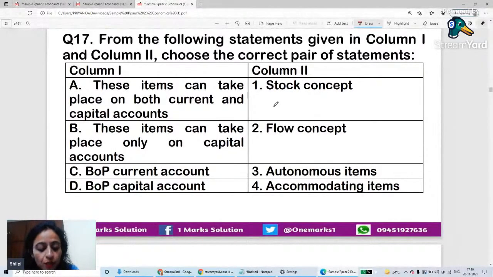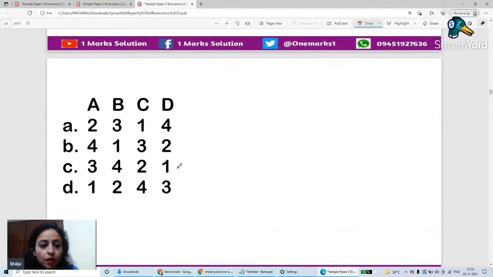So the third point is balance of payment current account. If we talk about this, it can be measured only at a given point of time. So it is a stock concept. And the fourth option, balance of payment capital account, is a flow concept. So if you observe the options, option C is giving you all the correct combinations. So we'll go for option C in this. Question number 17, answer C. Yes, option C is the correct one.